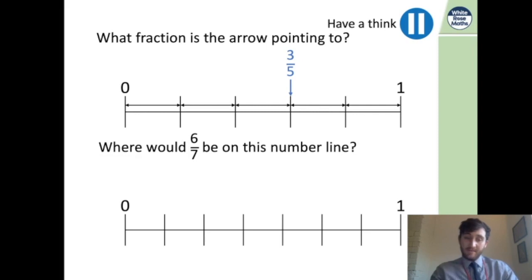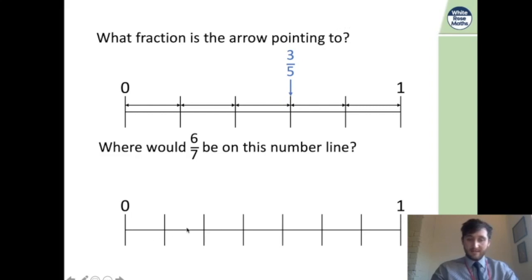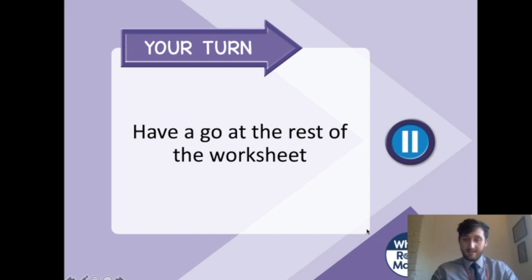Now on this one, I've now got 7 equal parts. Where would 6/7 be on this number line? Pause the video and have a think. Okay, well, let's see. I know that this is 7 as it's my denominator. All I need to do is look at my numerator and look at 6. So I can count along 1, 2, 3, 4, 5, 6. So 6/7 will go just on this line here.